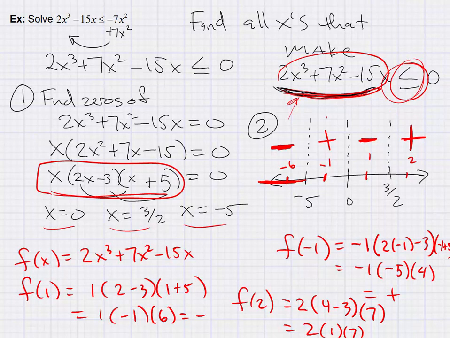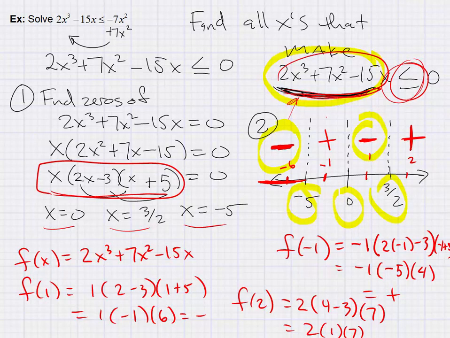So what am I doing now? What I'm doing is saying, well, what's my answer? Well, I wanted to know where my polynomial was less than or equal to 0. Where is it negative or 0? Well, it's negative here, and it's 0 at these values. So now I need to write that down in interval notation.